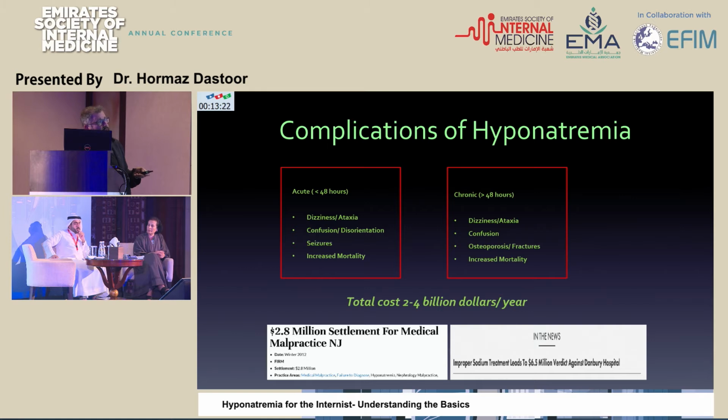Chronic hyponatremia, there's less chance to develop seizures, but we've seen that patients who have chronic hyponatremia also tend to have increased mortality. And it's also important to note hyponatremia because quite a high number of medical lawsuits in the US are related to hyponatremia. And you can see the payments for these lawsuits, they go into millions. So it's quite important for both internists and nephrologists to recognize hyponatremia and treat it appropriately.